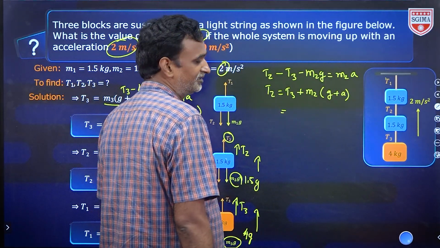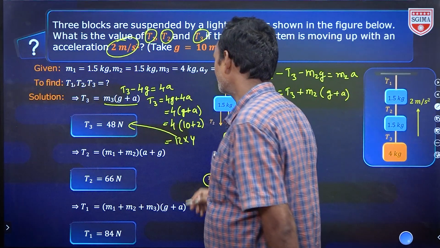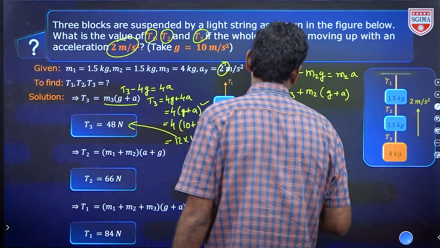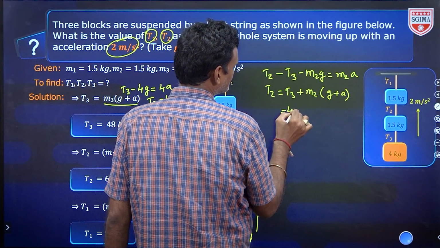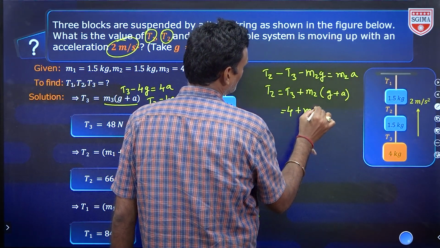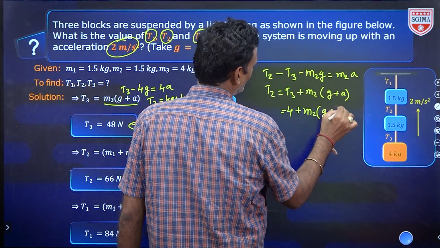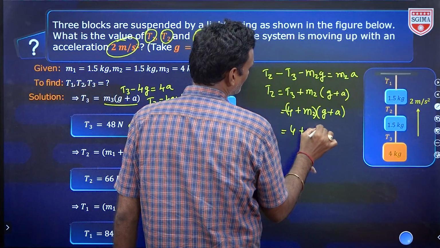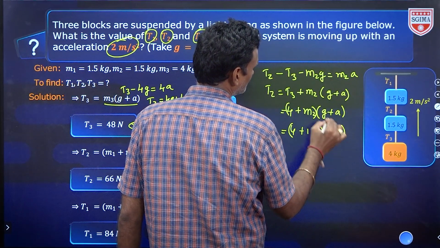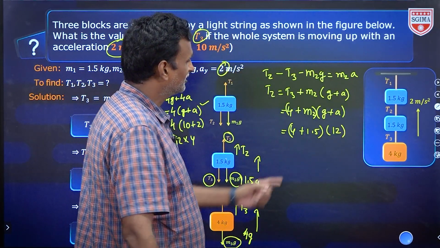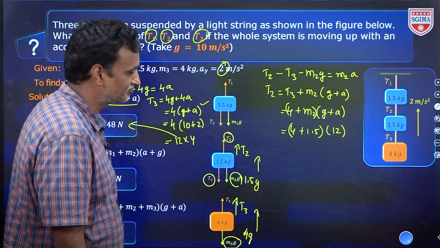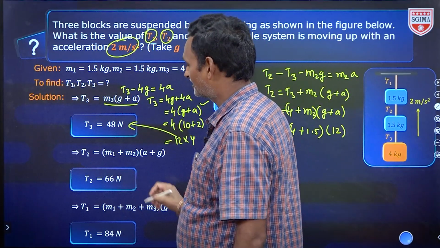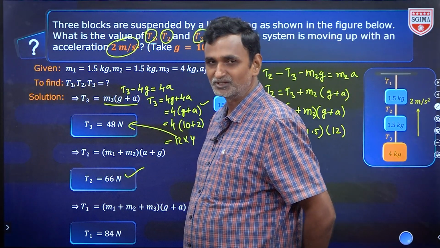So T3 value how much can we write generally? Here 4 into G plus A only. So same answer we can write here, that is 4 plus M2 into G plus A. So that is 4 plus 1.5 here into 12, G plus A 12 we can take. Here 5.5 will come. 4 plus 1.5 is 5.5. So 5.5 into 12, we get the answer 66 newtons. Okay?